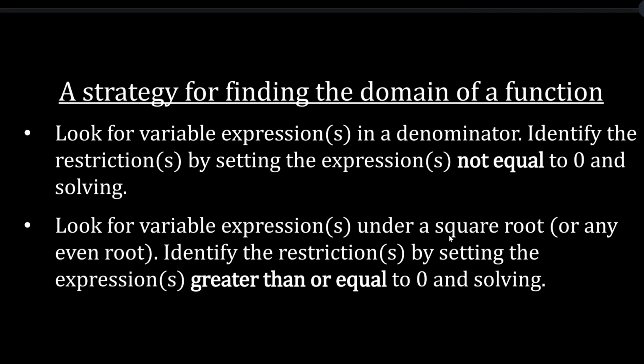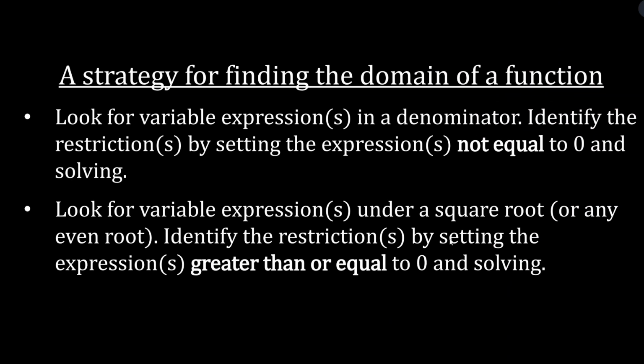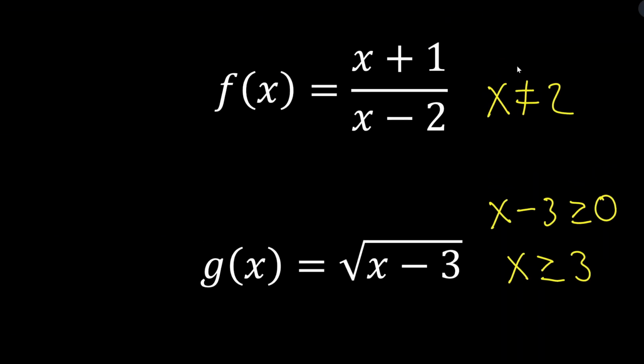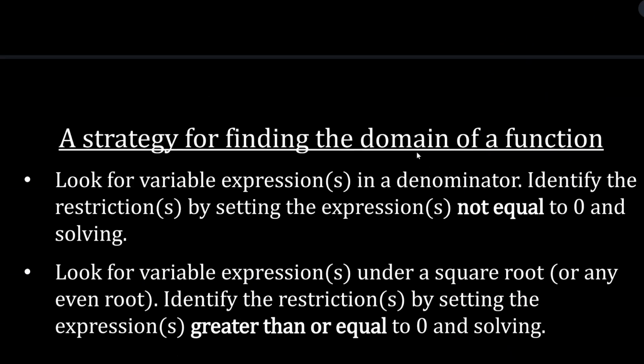So let's just summarize these two things real quick into a strategy for finding the domain of a function. We look for variable expressions in a denominator, right? Because this is when we could potentially have division by 0. Then we identify the restrictions by setting the expressions not equal to 0 and isolating x. So here, before this, we had a step where we could have written this out. X minus 2 cannot equal 0. We add 2 to both sides, and that means x cannot equal 2. So that's our domain restriction.